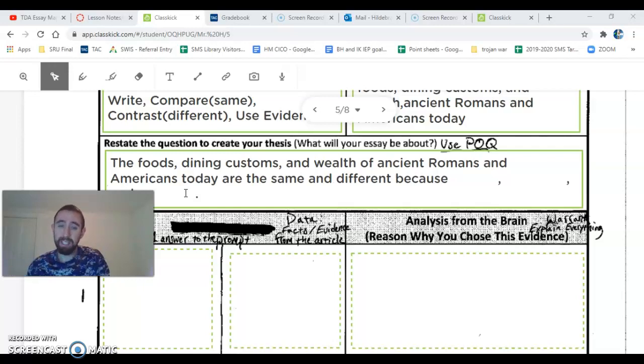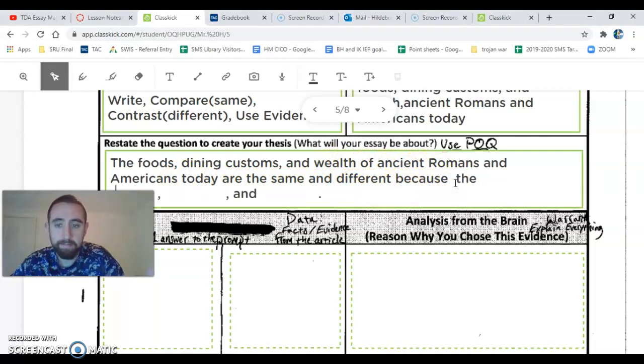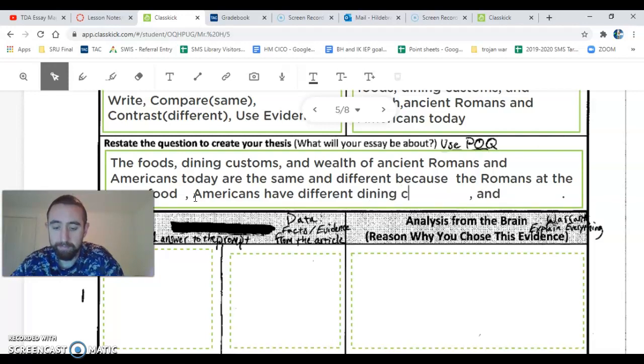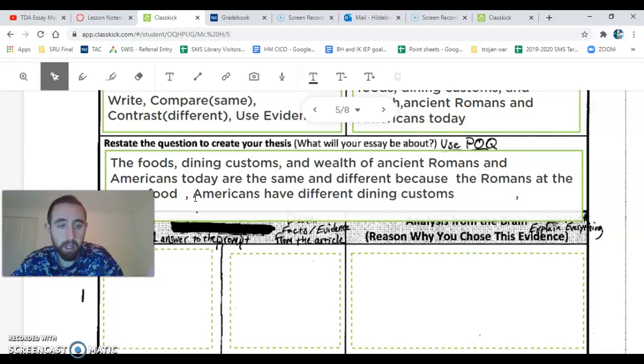A really simple way to do it: you can put specific things in your thesis, but the really simple way that's going to give you a lot of flexibility is to put things like the foods, dining customs, and wealth of ancient Romans and Americans today are the same and different because the Romans ate the same food. Now you could substitute and put different food, right? Then for your next one we could say Americans have the same dining customs or different dining customs, right? We could do that.